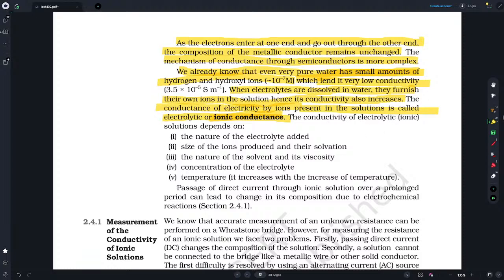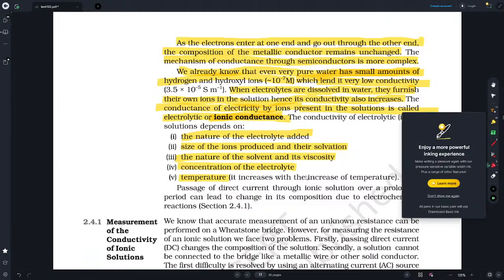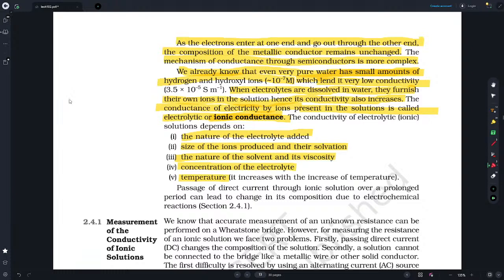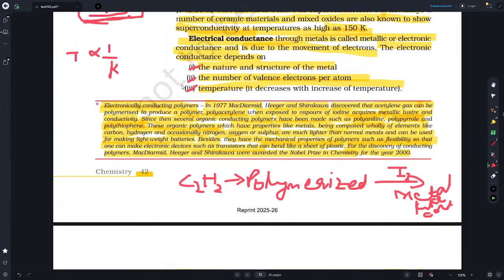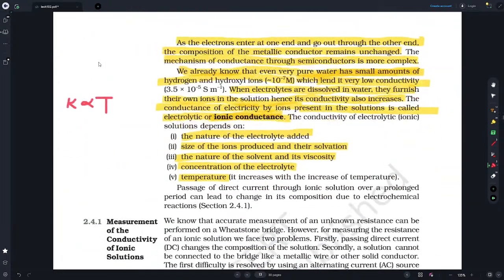This depends on the nature of the electrolyte added, the size of ions produced and their solvation, the nature of the solvent and its viscosity, the concentration of the electrolyte, and temperature. Here we see that the ionic conductance is directly proportional to temperature, whereas the metallic conductance is inversely proportional to temperature.